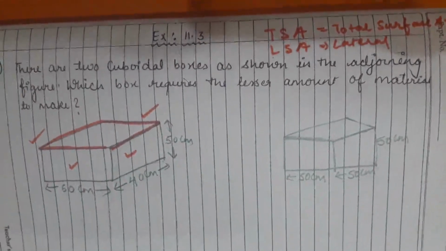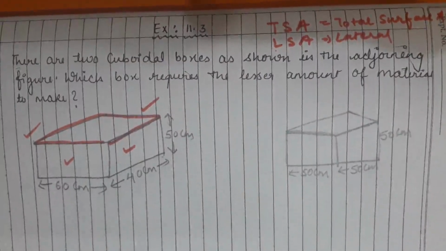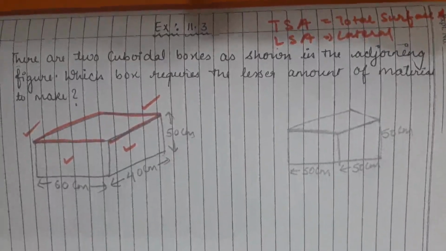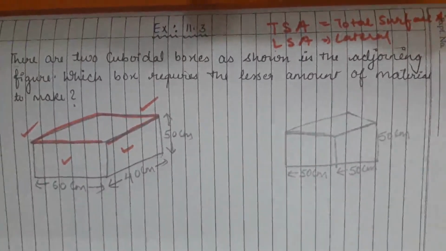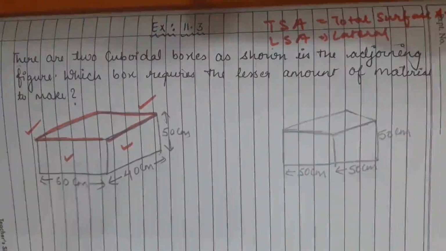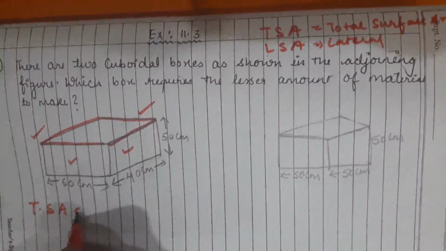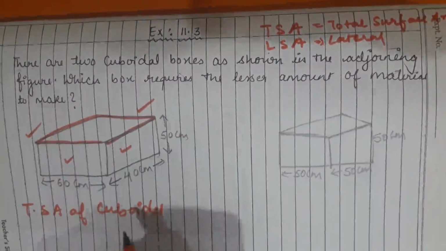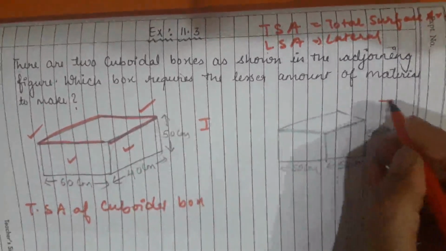Clear? So in this question there are two cuboidal boxes as shown in the adjoining figure. Which box requires the lesser amount of material to make? Now we need to make these two boxes with any kind of material. So we need to cover top, bottom, all the 4 sides. So how are we going to calculate? We are going to calculate the total surface area of the cuboidal box. So this is your first box and this is your second box.